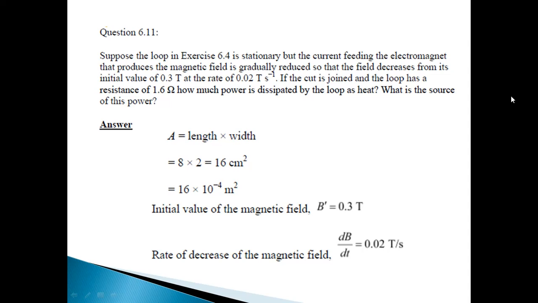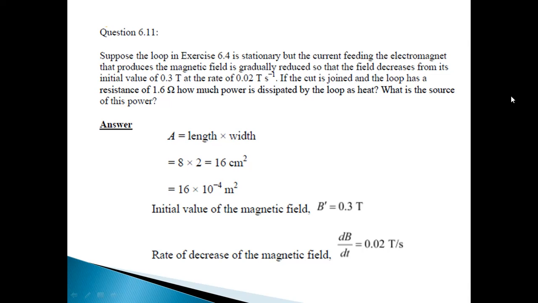Now, exercise 6.4 is the problem that we just completed. In exercise 6.4, the loop was in motion. But now we consider the loop to be stationary. So the area of the loop will be considered as a constant, and the variation here is for magnetic field. So we have to take dB by dt here. So area, of course, is length into breadth from the previous problem. 8 into 2, convert it into meters, you get 16 into 10 to the power minus 4 meters squared.